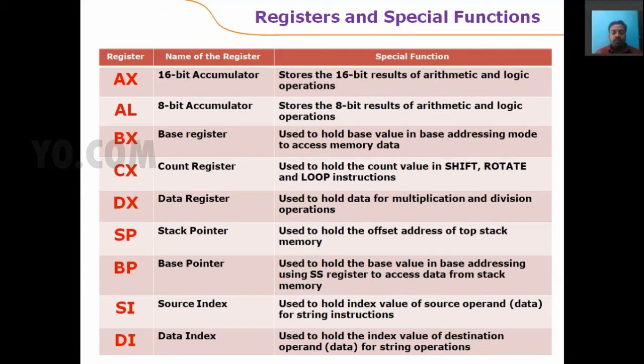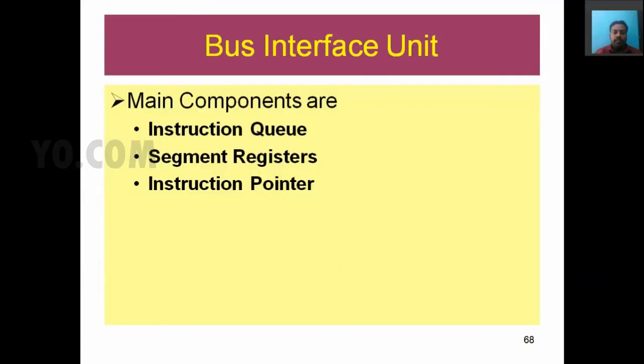Okay, it is to hold the base value in base addressing using the stack register. That is the stack segment register. Then the source index is to hold the 16-bit address of the source operand, data or address. Similarly, the destination index is to hold the index value of the destination operand for string operations. That is the register and special function registers.